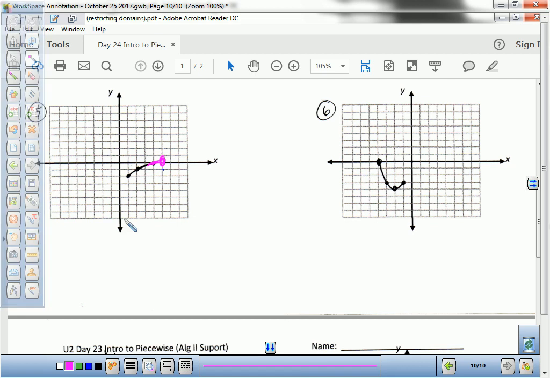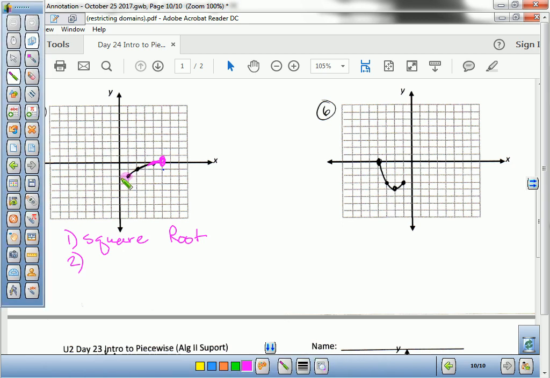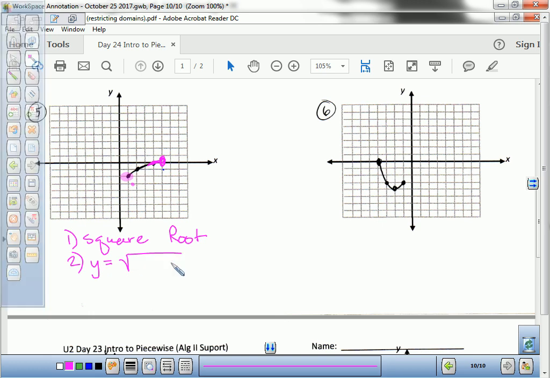Okay. So, which one do you think this is? Square root. It is a square root now that we have corrected it. So, this is our translation point right here. When we go to write this equation, it's square root. It goes right 1 and down 2. So the minus 1 is inside, the minus 2 is outside of the radical.